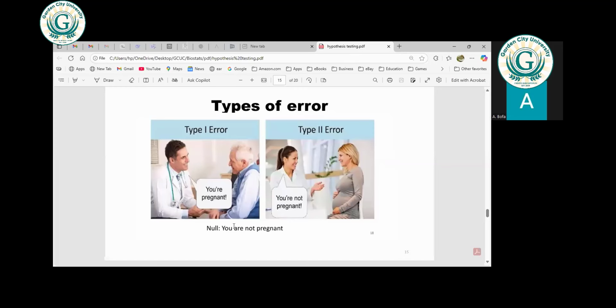Okay, I'll go over it. For the type 1 error, whenever you reject a true null, when in fact that null is true, you've made a type 1 error. And whenever you accept a false null, that means the null hypothesis is false, it's not true, but based on your test you are telling us that it is true, you've made a type 2 error.